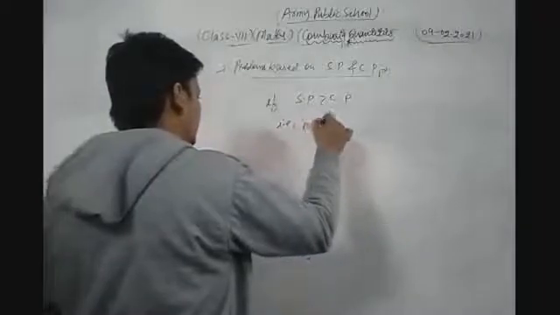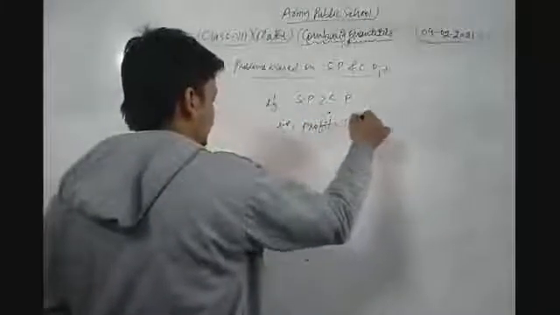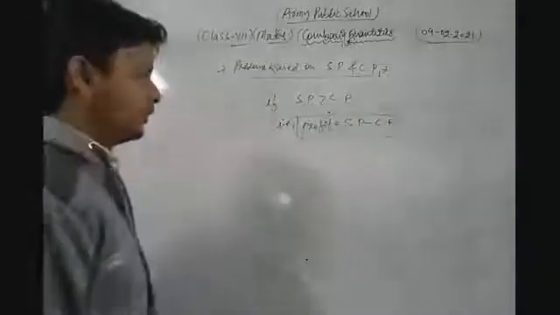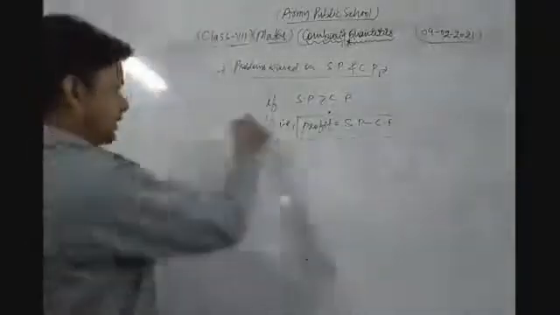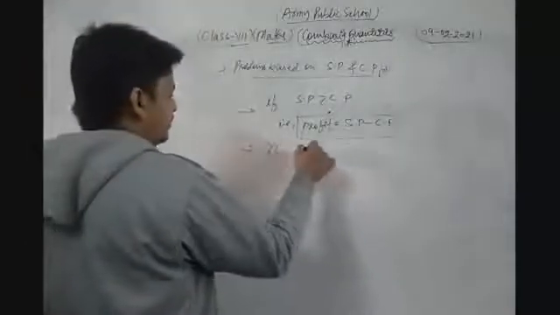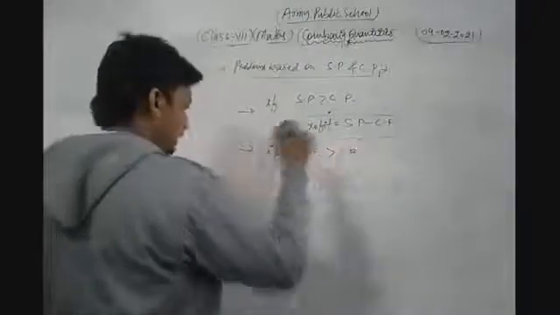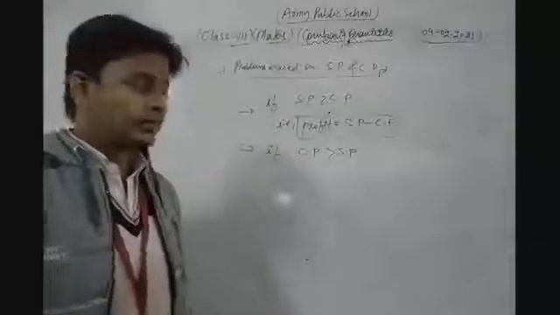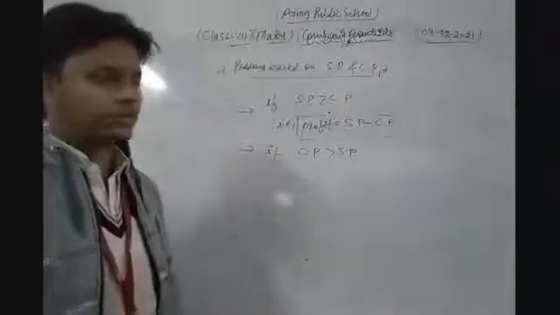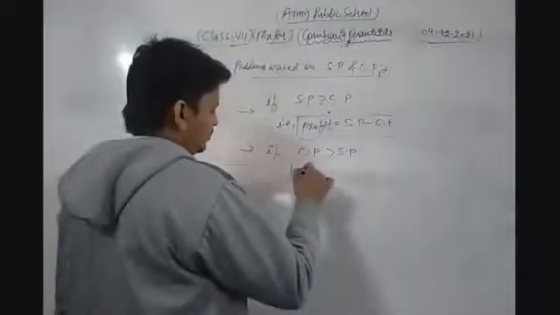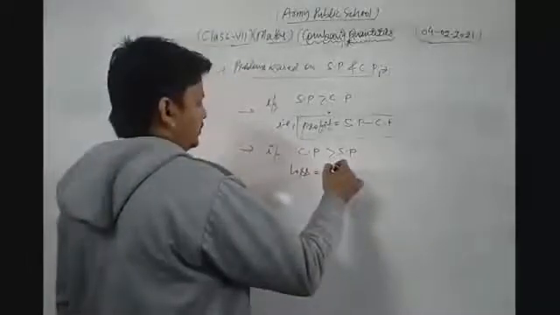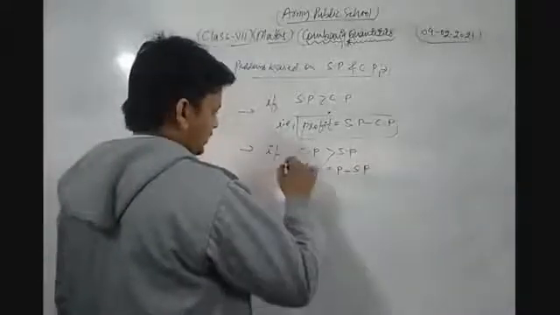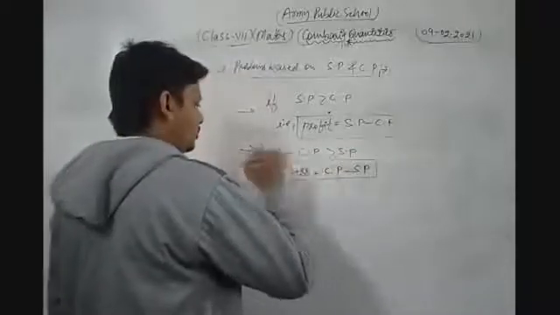The formula for profit is selling price minus cost price. Second, if cost price is greater than selling price, then in that condition we always get a loss. So the formula for loss is cost price minus selling price. This is the formula for loss, dear students.